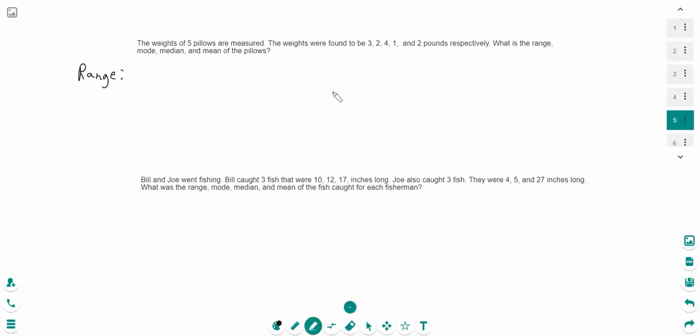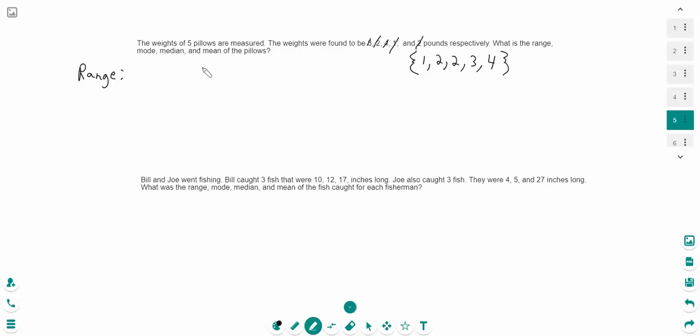And before we even do that, let's take our data points here and let's order them. So they're kind of all over the place right now. Let's write them from smallest to largest. So we have a 1, we have a 2, and I'll cross them out as we go here so we don't miss any. So we have a 1, we have a 2, and then we have a second 2, and then we have a 3, and then finally we have a 4. So that's our data set. How would we find the range? Well, do you remember the formula? What do we do to find the range?